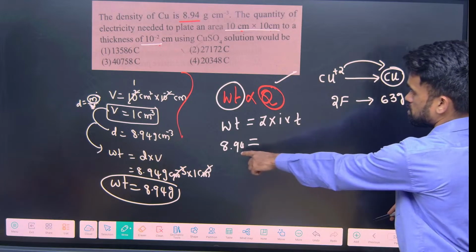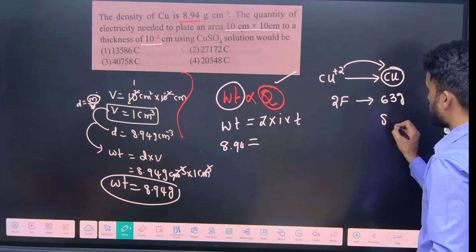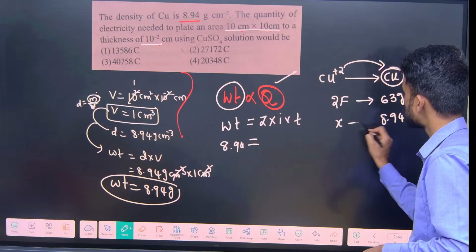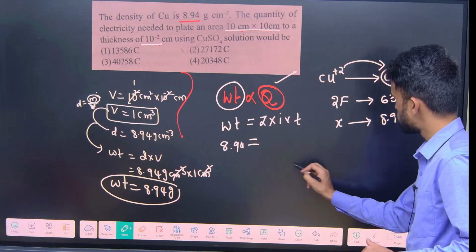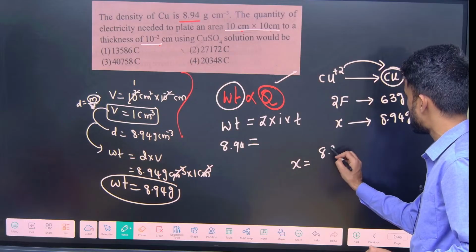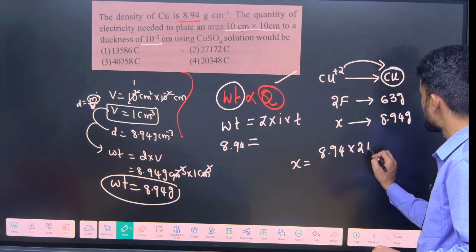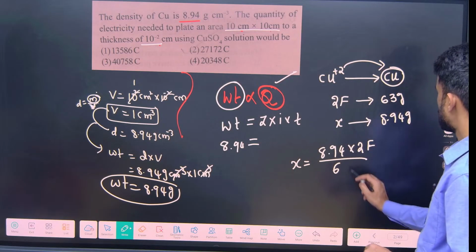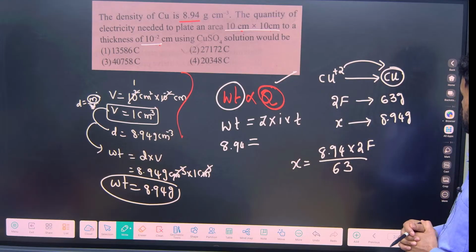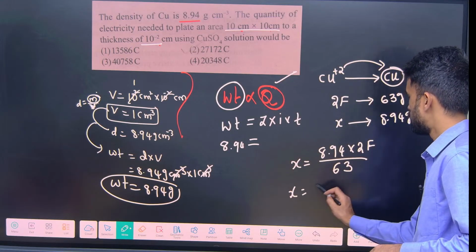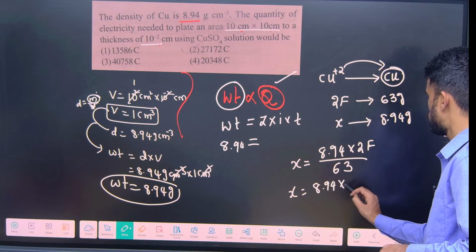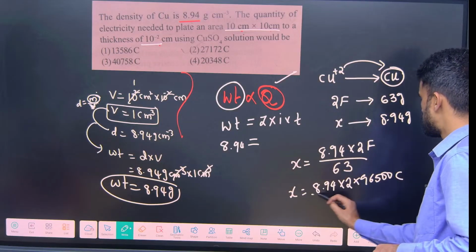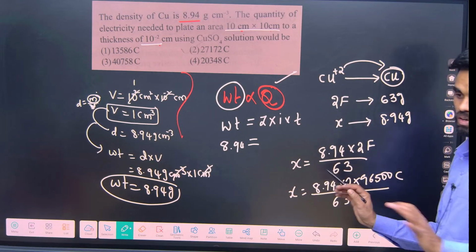Now how many grams have we deposited here? 8.94 grams is deposited. So how much charge is needed? Now again use the unitary method. X will be equal to 8.94 into 2 Faradays divided by 63. Faraday we can write in terms of coulombs: 8.94 into 2 into 96500 coulombs divided by 63. Do you get what we are doing here?